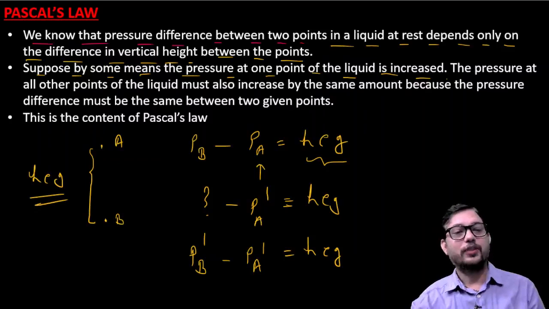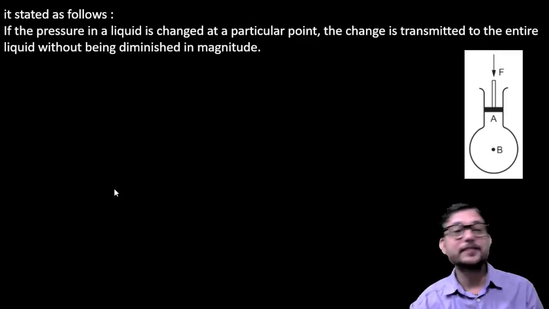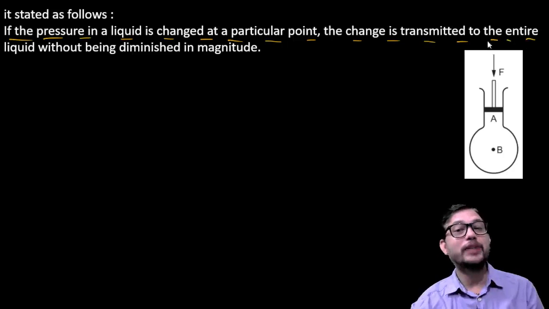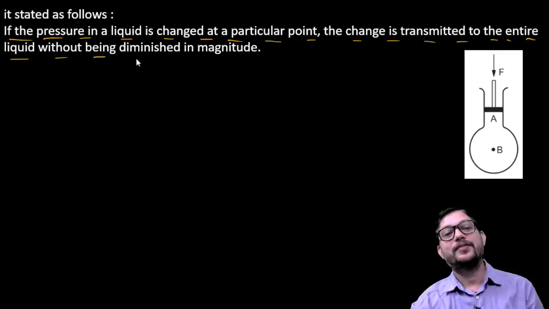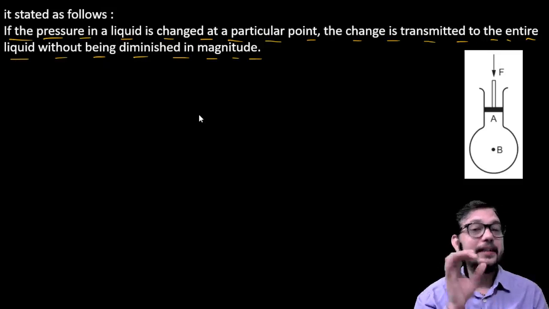Now we will see the statement of Pascal, what Pascal told us. According to Pascal, if the pressure in a liquid is changed at a particular point, the change is transmitted to the entire liquid without being diminished in magnitude. Diminished means without decreasing its magnitude.